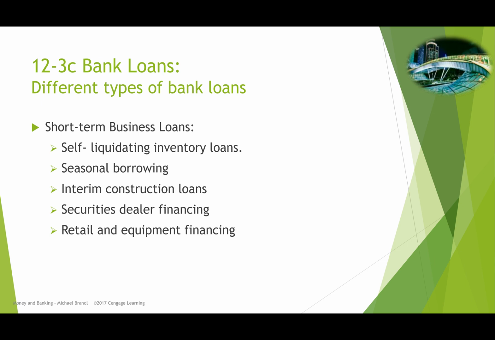Interim construction loans. So these are loans to build a property before the property can be sold. Security dealer financing. So these are securities dealers. So they actually deal in the bonds. And nearly always, they have some kind of arrangement with a commercial bank, or they're part of a commercial bank that gives them an account where they can borrow money. Retail and equipment financing. So this is for corporations that are in the retail industry or require equipment and it needs financing, and the banks will certainly cooperate and be part of loans for those particular industries.